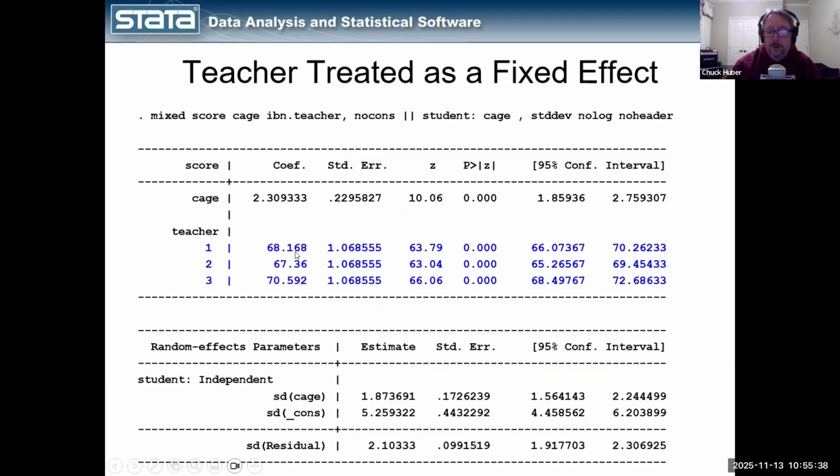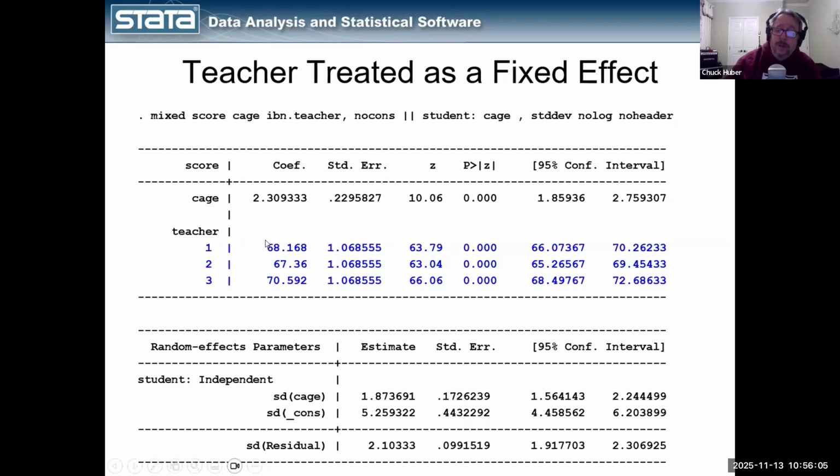I get the mean test score in teacher 1's classroom, the mean score for teacher 2's classroom, and the mean for teacher 3's classroom. And then I don't get a standard deviation in the random effects parameters because I've moved teacher from being a random part of the model to being a fixed part of the model. Now, in this particular example, this makes a lot more sense because it just doesn't make sense to estimate a standard deviation or a variance using three classrooms.